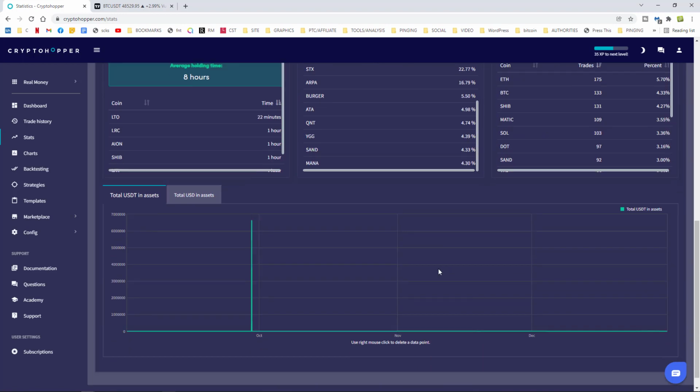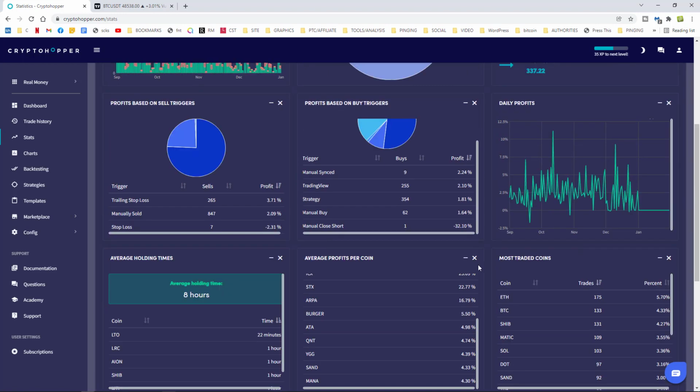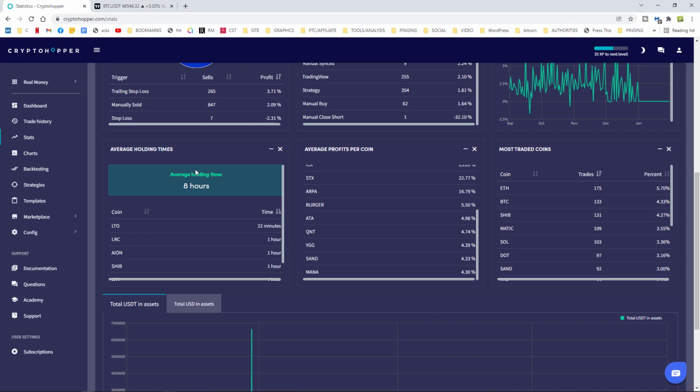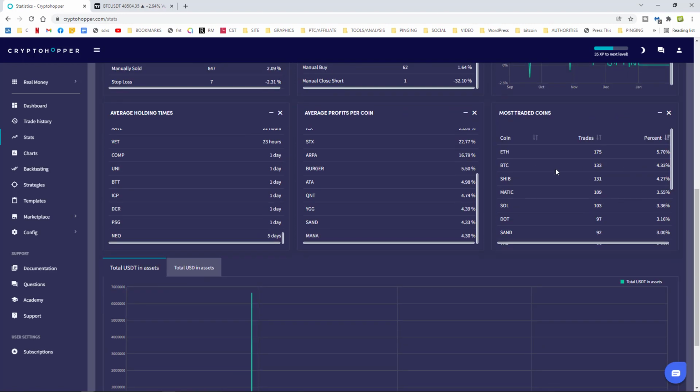Why hasn't this worked? Holding time. Average 8 hours. Some are a few minutes, some are a few hours, some are several days, some are weeks if they end up as being bags, and you've got to wait weeks for them to clear. Most traded coins: Ethereum, 175 times. Shiba, quite a lot.